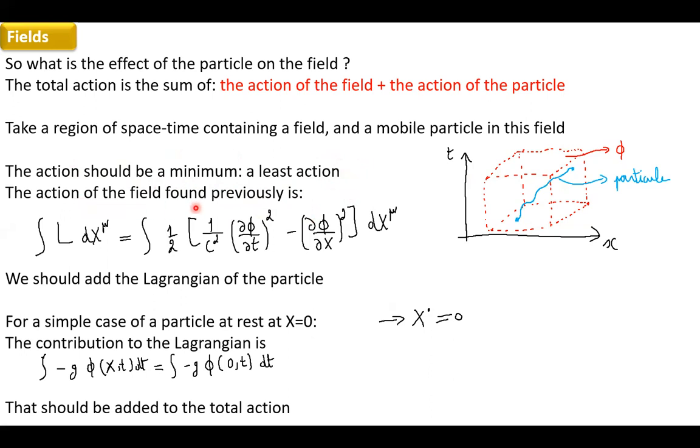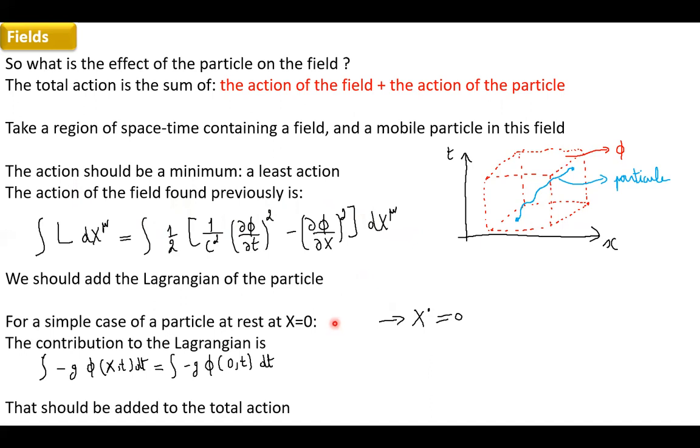The action of the field that was found on the previous slides is the integral of L dx mu, which is the integral of half, 1 over c squared, del x over del t squared, minus del phi over del x squared, dx mu. And here you have also del phi over del y squared, etc. We are considering motion along x here, so as not to complicate the equation. So we have the action of the field found previously.